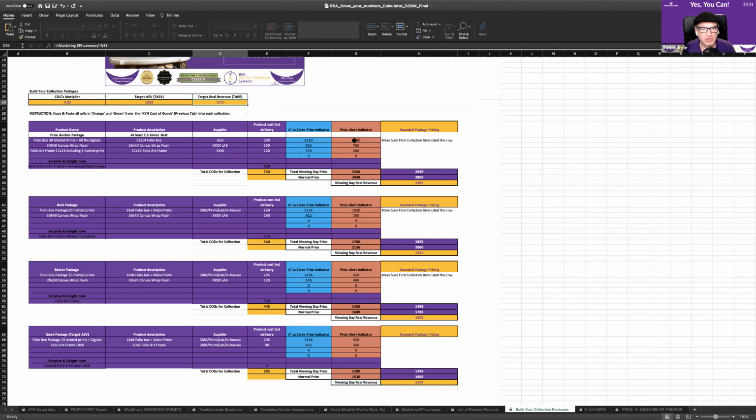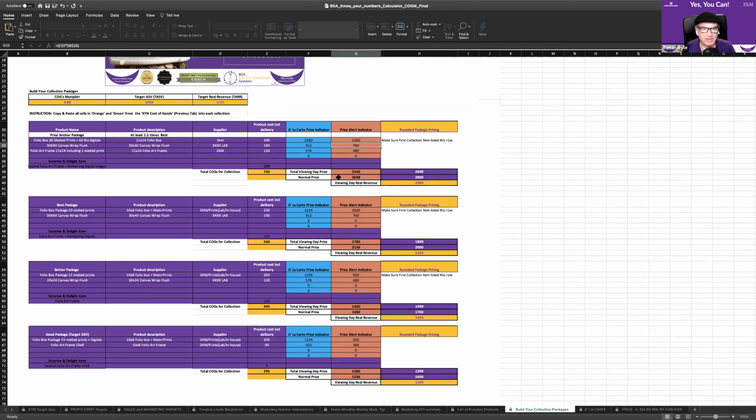Yeah. So if you look at the formula here, I'm stripping out the cost of that for the subsequent items within a package. Okay. So all you need to do is build out your package, calculate the pricing, and here it will show you what the total cost is. It will show you a viewing day price, and then you set the normal price.